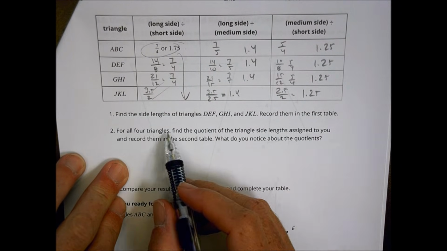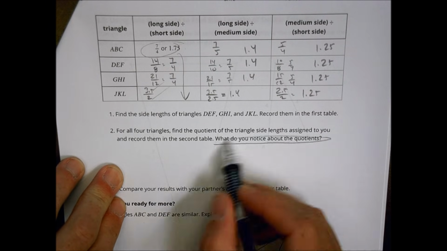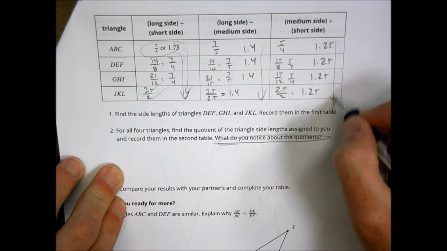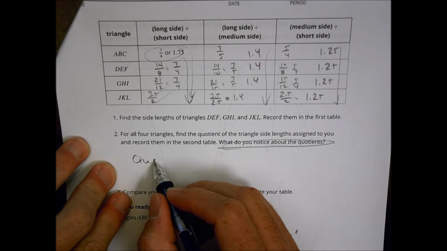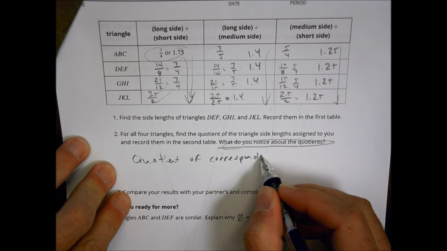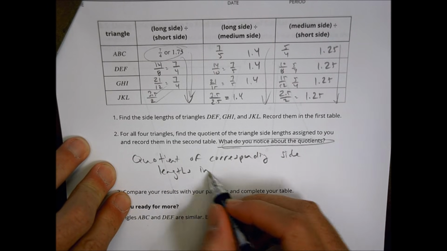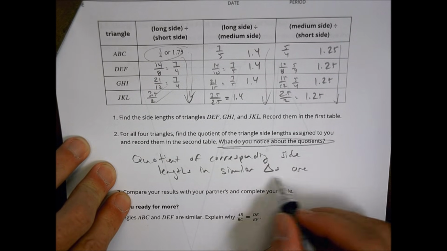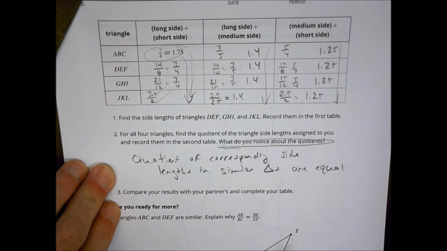We've got those recorded, and then we have the quotients for the different side lengths. What we notice about the quotients is that each quotient stays the same all the way through. It doesn't change as we go from one triangle to the next. So we would say that the quotients of corresponding side lengths in similar triangles are equal, because that stays the same all the way through.